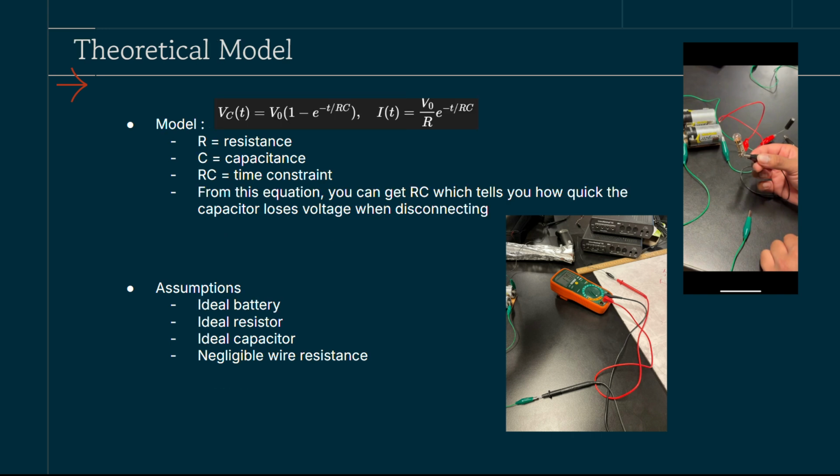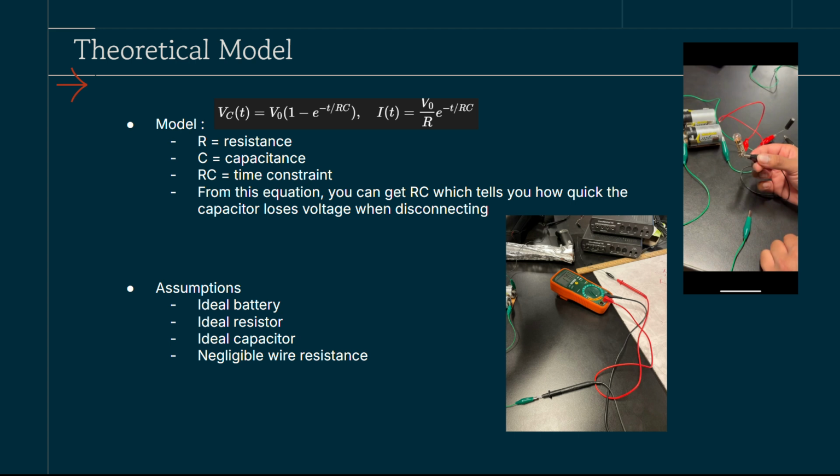So the theoretical model that we used is the one right there for the voltage, where R is the resistance, C is capacitance, and RC is the time constant. And from this equation, we can get RC, which is basically how fast the capacitor loses voltage when disconnecting. And pretty much it loses voltage extremely fast at the start, and then it starts to decay a bit.